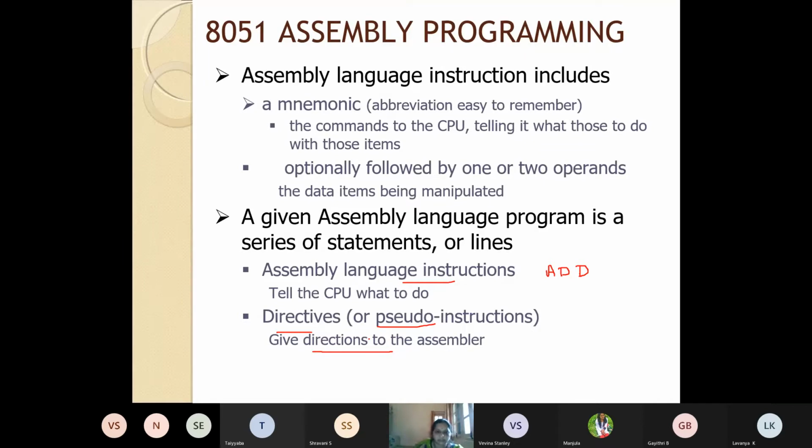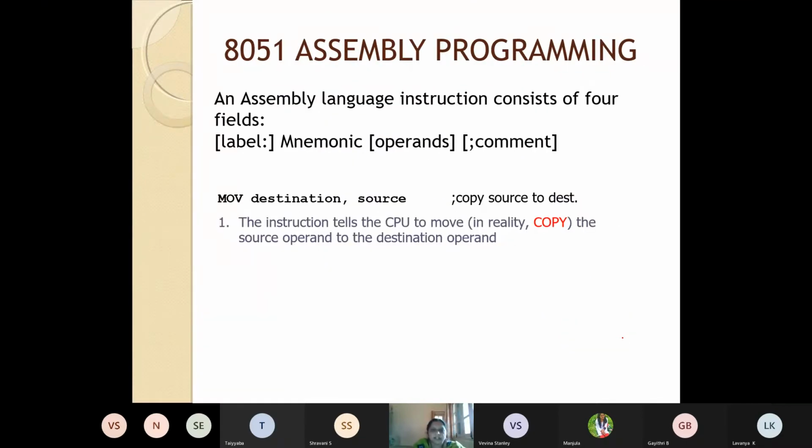So assembly language programming consists of two types of statements: the instruction, and the directive. We have directives like define byte, the equate directive EQU, the origin directive, and the end directive. Different directives are supported in the 8051. In detail, we'll see the different directives and the purpose of each in the forthcoming classes.